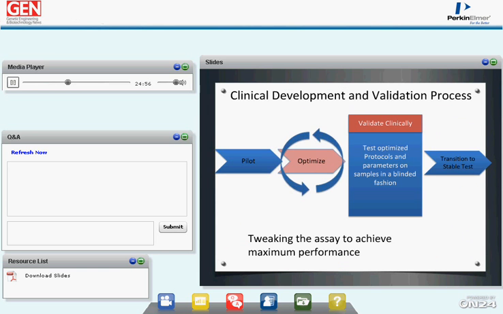So after ending the piloting phase and locking down that assay, we moved into optimization, where we asked the question, how do we tweak these assays to achieve the maximum performance?